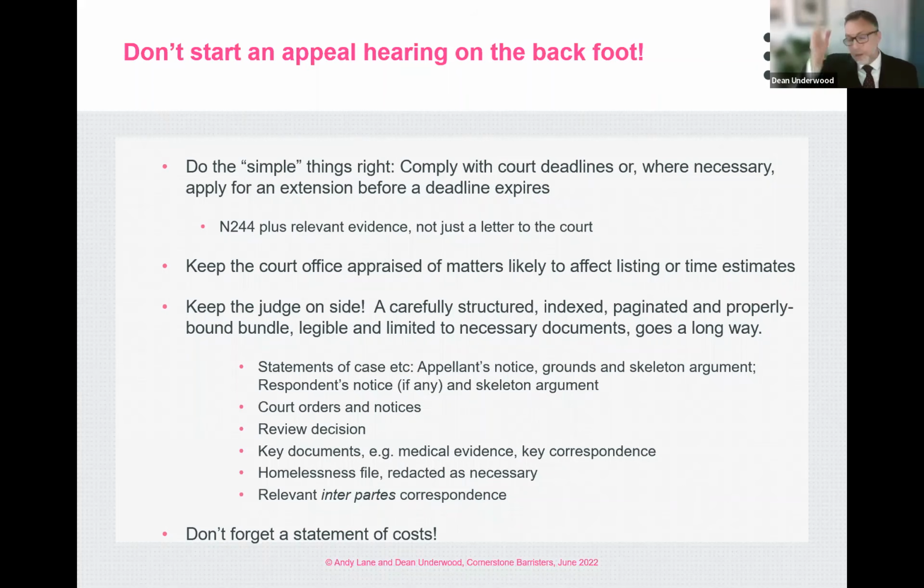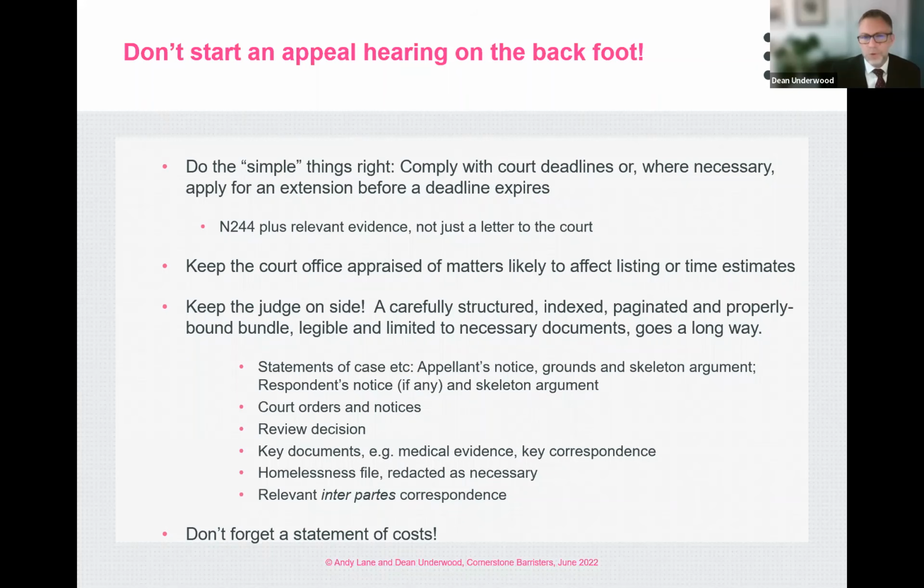Comply with court deadlines, or if you need to, apply for an extension of time, but before that deadline expires. Frequently, what we see is that being done by way of correspondence. Of course, that's not going to be sufficient. Where you seek an extension, you are going to have to put in an N244 formal application notice supported by any necessary evidence. And provided you do that before the deadline expires, and generally speaking, provided you can still accommodate the court's directions within any trial window, then it's likely you're going to get some favourable decision, or at least some sympathy from the court.